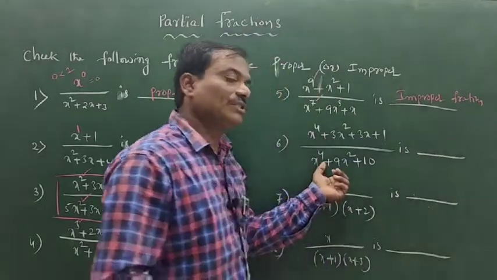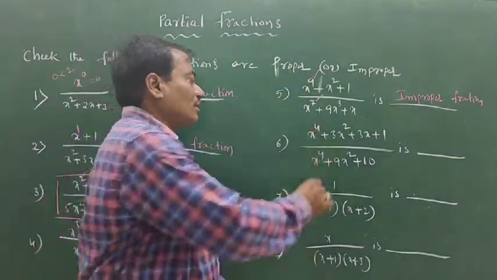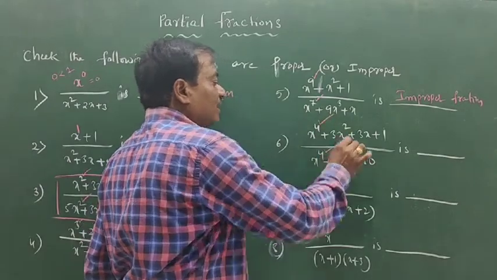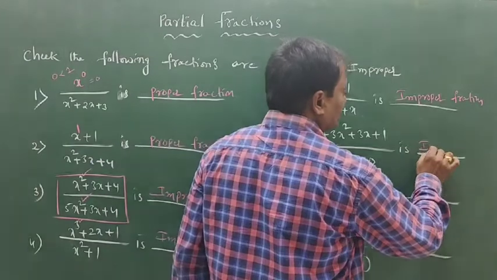Now this one, is it proper or improper? Yeah, now we check it. The degree of f of x is 4 and the degree of g of x is 4. So therefore this is improper.